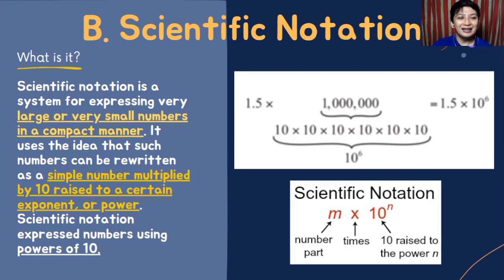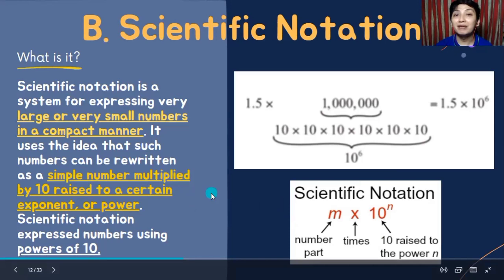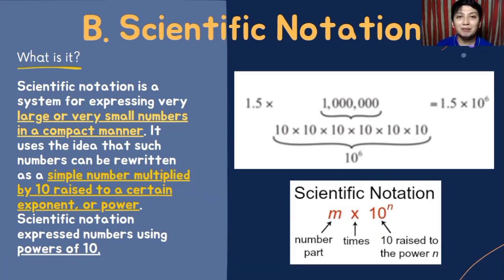All right? And it uses the idea that such numbers can be rewritten as a simple number multiplied by 10 raised to a certain exponent, or a power exponent, or the superscript that we have. So scientific notation expresses numbers using powers of 10. Again, we use powers of 10 for us to express those bigger and smaller numbers. So 10 here is very important. We have here as an example, 1.5 times 1 million. It means that 1 million has how many tens? 1, 2, 3, 4, 5, 6. That's why it has 6 zeros, right?